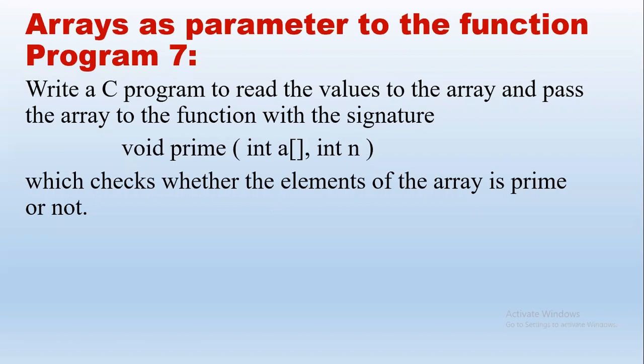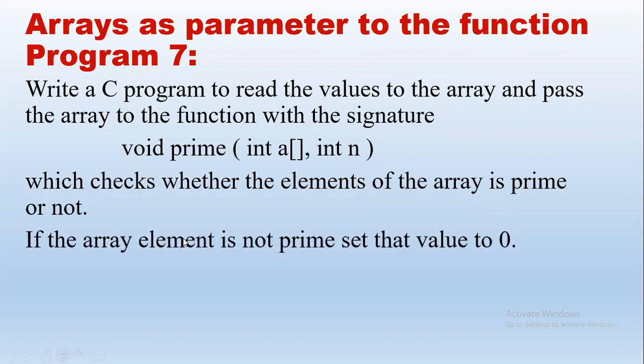And next, what should we do? Here we have checked for prime. If the array element is not prime, that means it is divisible by some other number, like 4. 4 is divisible by itself and 1, as well as by 2. So 4 is not prime. In that case, that value should be changed to 0. We don't want any non-prime numbers. We want to print only prime numbers. All non-prime numbers should be changed to 0. That is what the problem statement says.